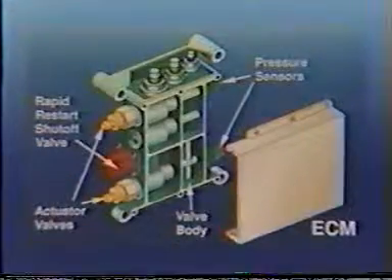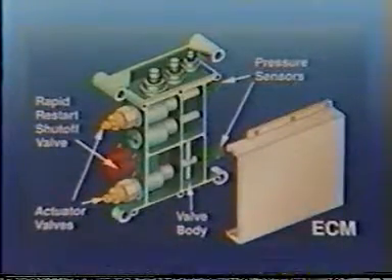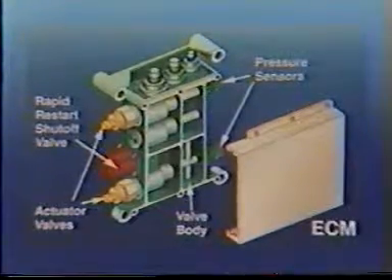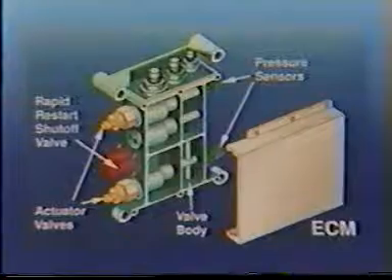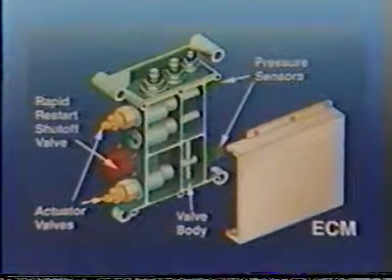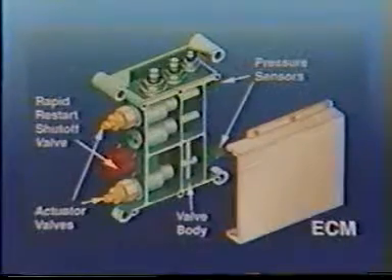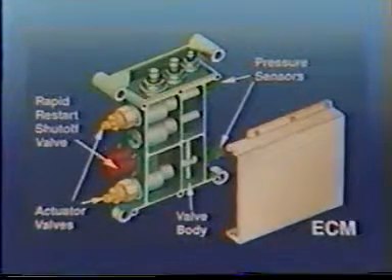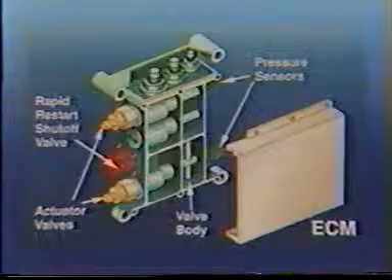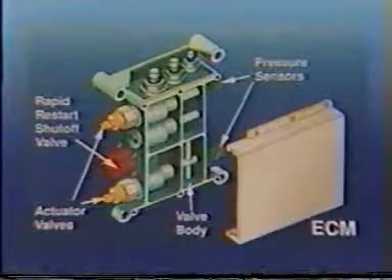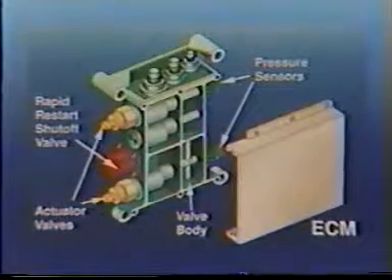The core of the QSK-19 fuel system is the control valve assembly. Fuel flow produced by the pump is delivered to the control valve assembly. The assembly consists of a shutdown solenoid valve, 2 fuel actuator valves, and 2 fuel pressure sensors. The ECM mounts on the front of the assembly housing.